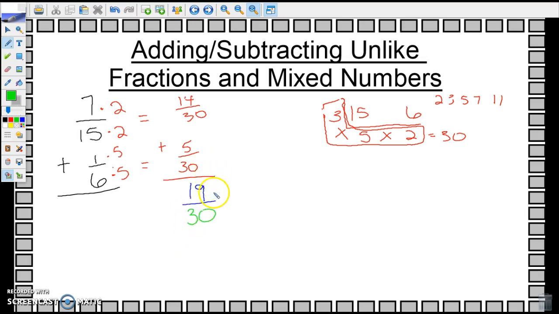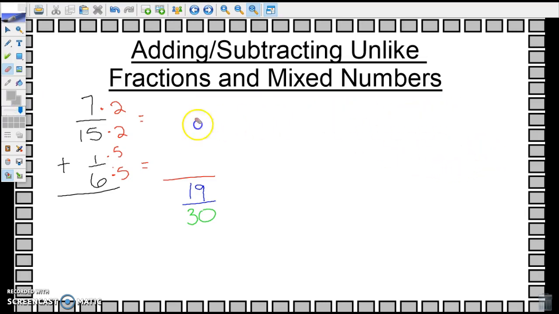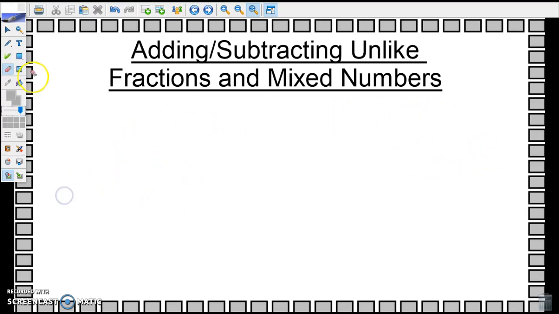And when I look at this, I'm going to ask myself, coming back to my 5 numbers, 2, 3, 5, 7, or 11, can any one of these 5 divide into this and reduce? And my answer is no. So 7/15 plus 1/6 is 19 30ths. Okay? All right, so now I'm going to erase this and I'm going to apply the same concept to subtracting fractions. Okay? So I'm going to look at 2 fractions.